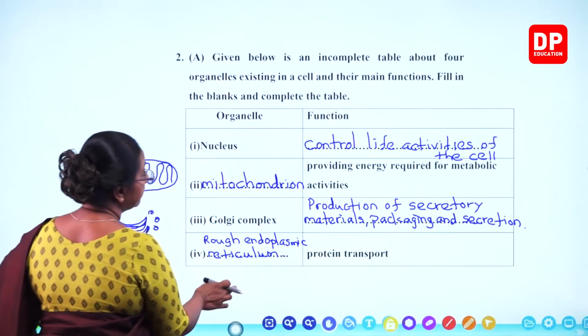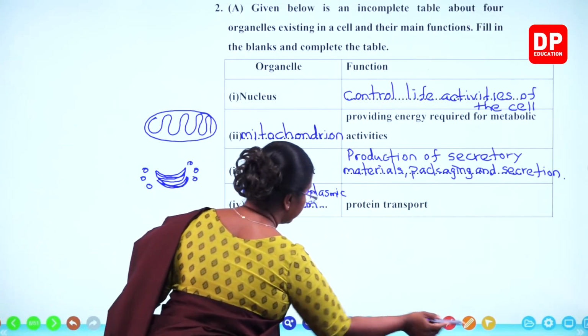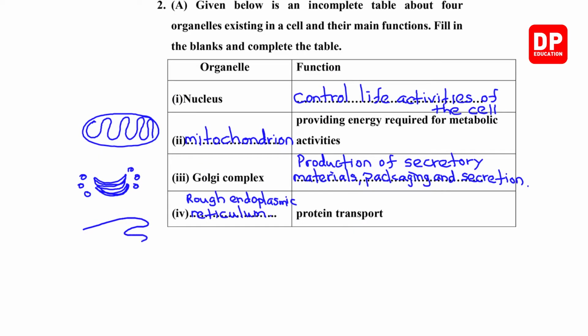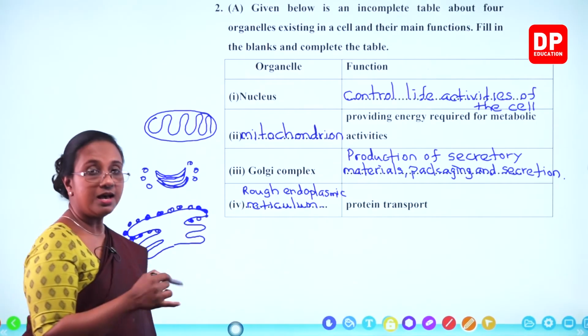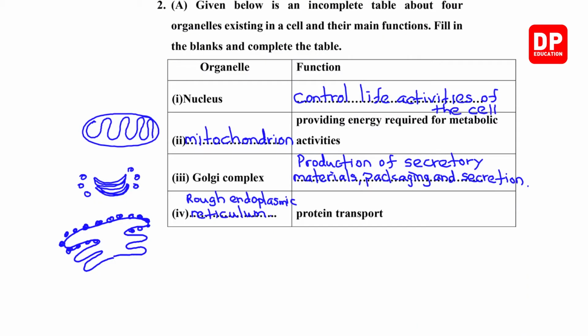So, you all can remember the structure of that as well. So, we have it like that. And on the surface, you have a lot of ribosomes. So, that is why it's known as rough endoplasmic reticulum. So, there is protein synthesis and there the protein is transported.